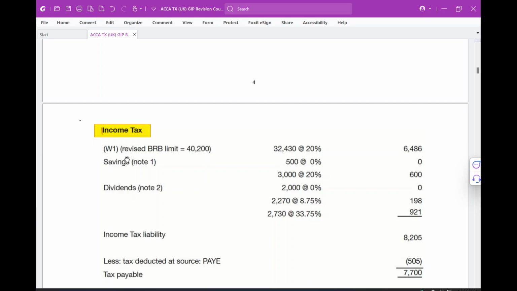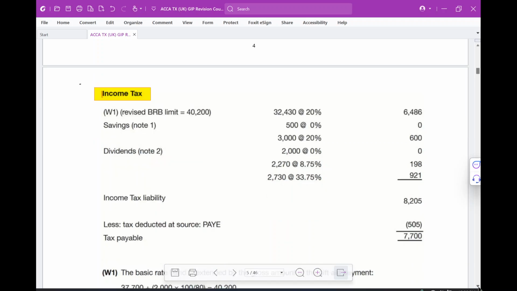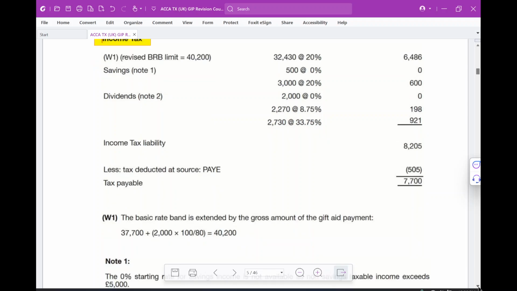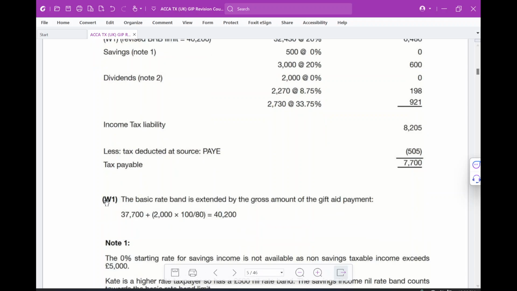Now, the writer of this particular question has chosen to do the working here. You didn't have to, but it's perfectly fine to do it. And it says here that we have working 1, revised BRB limit, basic rate band limit, 40,200. Now, if you look down the page, you'll see that this reference to the working is shown here. Okay, now I'm going to deal with this first.